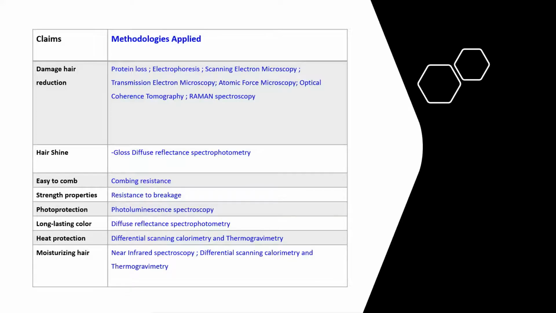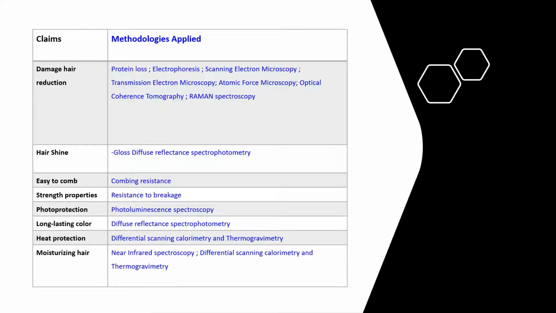So these are the claims being made by the various cosmetic products, and these are the technologies being applied. For example, when we talk about the determination of damaged hair reduction, we use techniques like protein loss, electrophoresis, SEM, TEM, atomic force microscopy, optical coherence tomography, and Raman spectroscopy. By using these techniques, we are trying to analyze the damaged hair reduction.